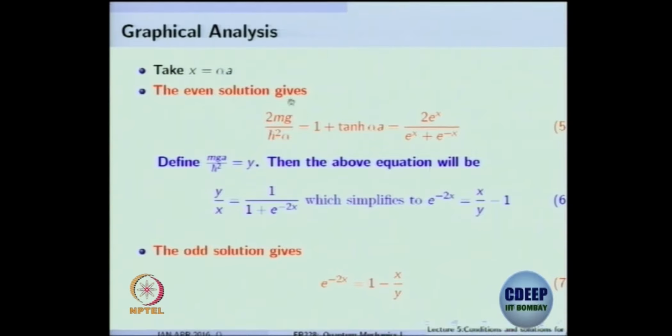So what is the ultimate thing I am trying to say? The intersection point of the left hand side curve and the right hand side curve for a specific y will give you the energy for an even solution. Similarly, the intersection point of the right hand side and the left hand side for the odd solution will give you another energy. You can also check whether this energy and this energy are one and the same or different, which one has lower energy, which one has higher energy. All these checks you can do.